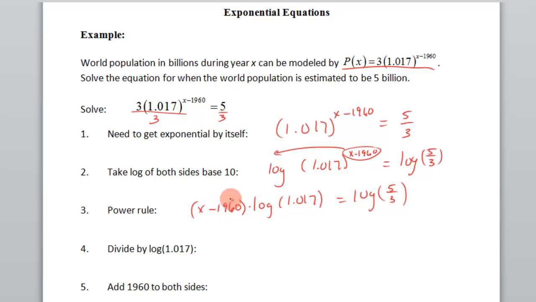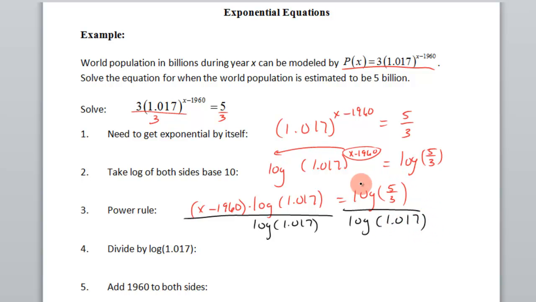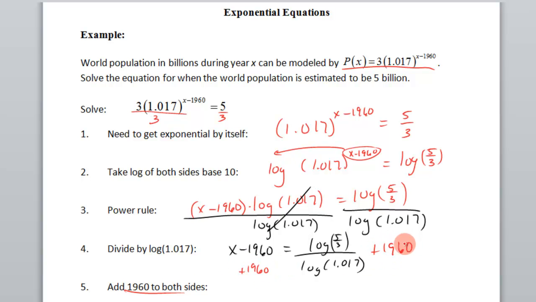So either distribute, but I'm just going to divide the log out right away. Take and divide both sides by the log of 1.017. Now see, that's this again, log of 1.017. They cancel there. So now I'm left with x minus 1960, I don't need the parentheses, equals the log of 5/3 divided by the log of 1.017. Now what do I need to do to both sides to finally solve it for x? Yep, add the 1960, add 1960.